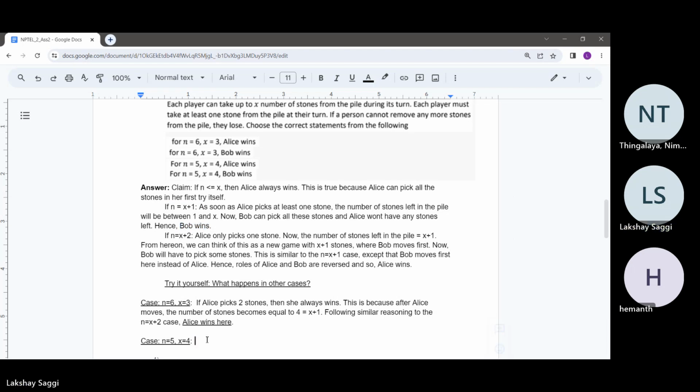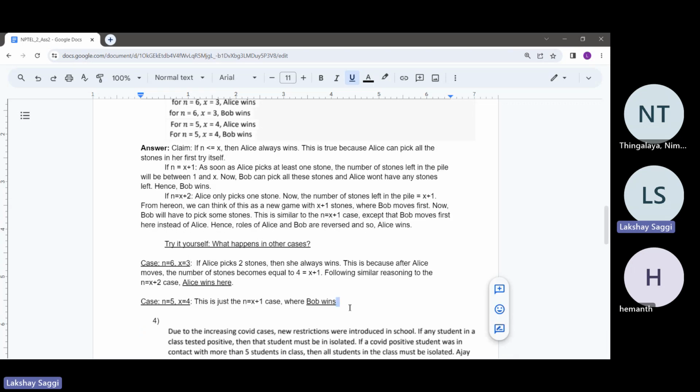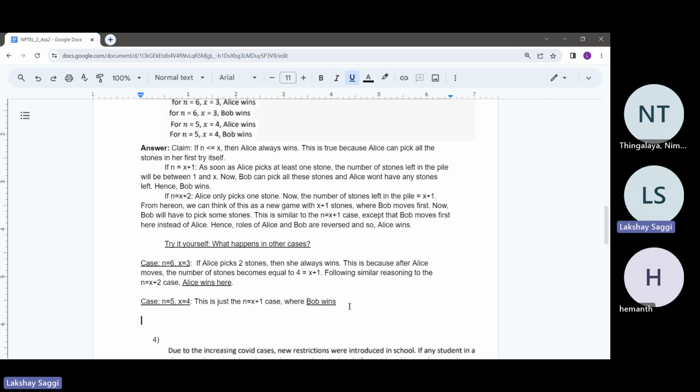So yeah, this is just the n equals x plus 1 case where Bob wins. We have already discussed this. So in this, Bob will win. So the correct answers are for n equal to 6, x equal to 3, Alice wins, and n equal to 5, x equal to 4, Bob wins. So the correct answer is option A and option D.